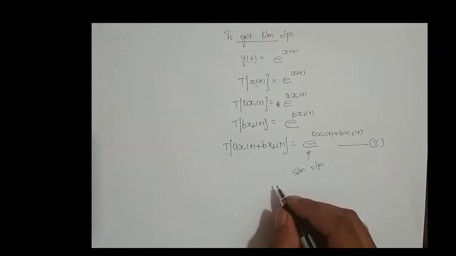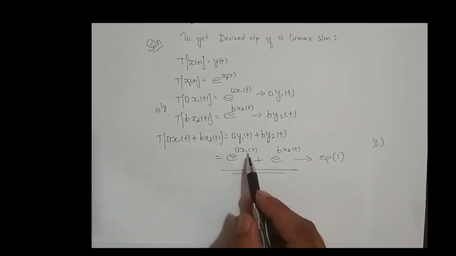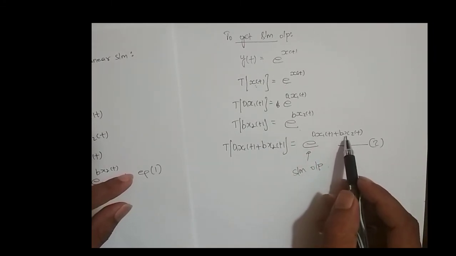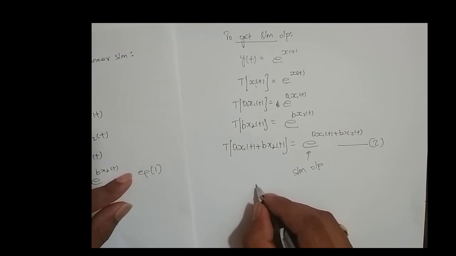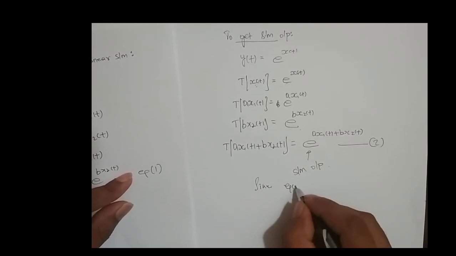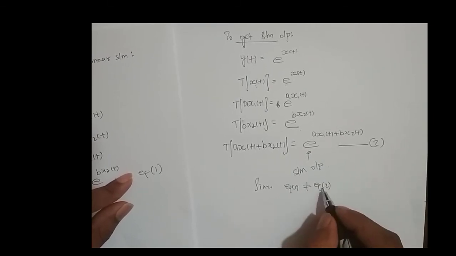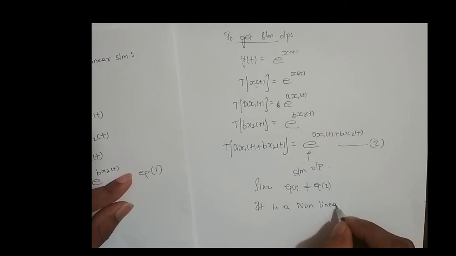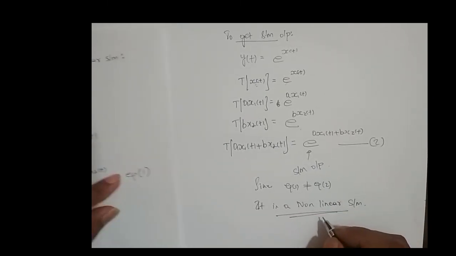Now what was the desired output? The desired output was e power a x1 of t plus e power b x2 of t. And what is the system output? E power a x1 of t plus b x2 of t. So the system is non-linear, right? Since equation 1 is not equal to equation 2, the desired output is not equal to the system output, so it is a non-linear system. I'll take a few more examples in the next video.